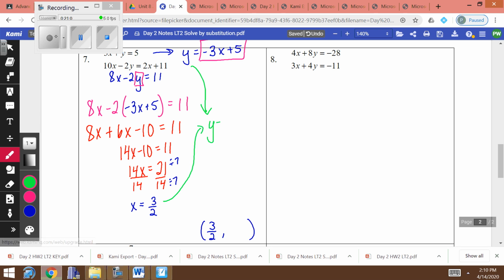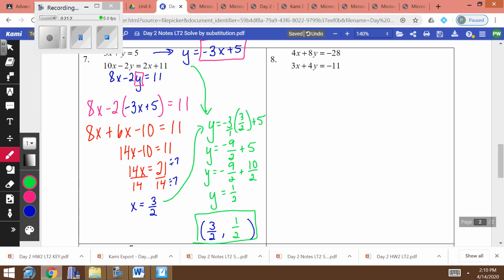So y is equal to negative 3 times 3 over 2 plus 5. You can use your calculator to help you if you want to on this. I'm just going to go through it by hand. So that gives us negative 9 over 2 plus 5. We need a common denominator. That would be 10 over 2 is the same thing as 5, which means y is 1/2. So don't be afraid if you get fraction answers. You will get fraction answers. Sometimes they're messy fraction answers, but you will get them every once in a while.